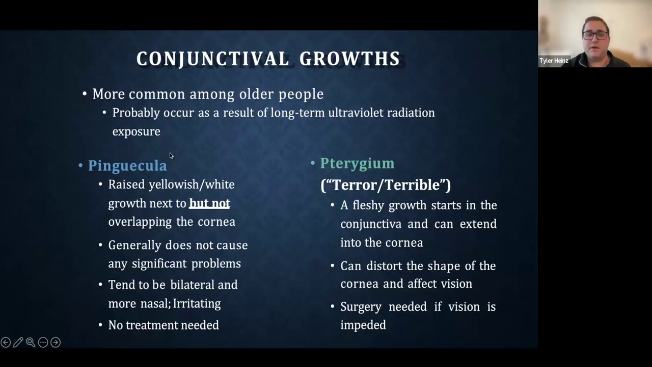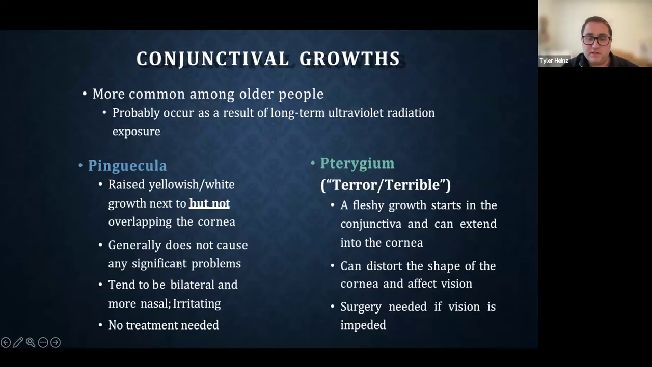Now, pinguecula is a raised yellowish white growth next to but not overlapping the cornea. If you remember, last time we talked about the limbal margin. Remember, the limbus is between the sclera and the cornea. It's kind of that intermediate zone right as the cornea is starting. So it's only going to go up to that limbal margin, but it's not going to go onto the cornea. Remember, the cornea is our clear dome shape over the front of the eye.